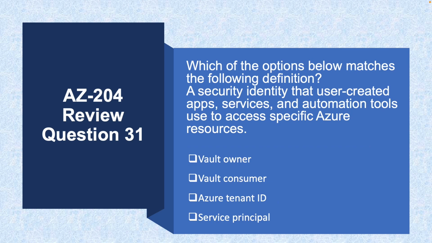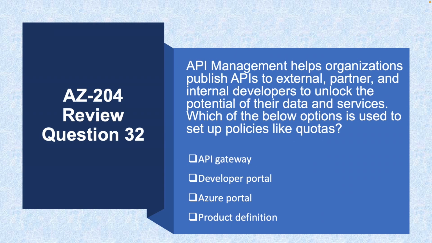Question number 31. Which of the options below matches the following definition? A security identity that user created apps, services, and automation tools use to access specific Azure resources. The correct answer is service principal. An Azure service principal is a security identity that user created apps, services, and automation tools use to access specific Azure resources.